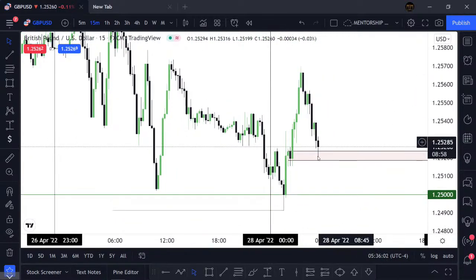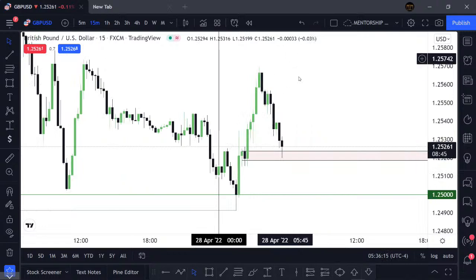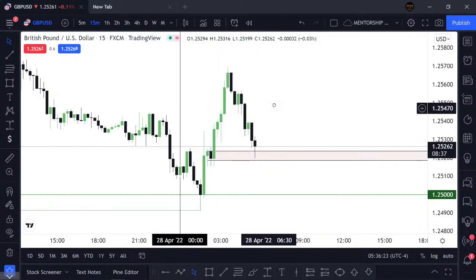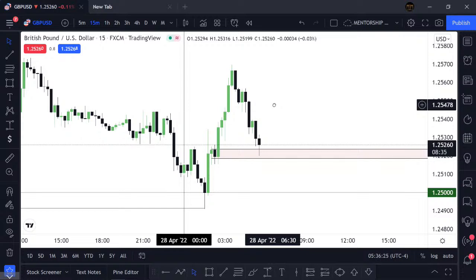That's why I will use my analysis to see what price is doing. It's not that I have a technique that wins 100%. No, it does not exist. That's why you have stop losses. Okay, so use your stop loss.